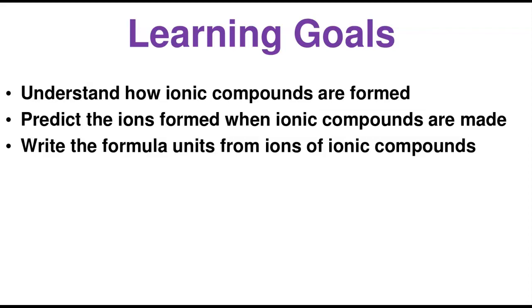What are the learning objectives? Today, I want to achieve 3 things in this recording. Number 1, we're going to understand how ionic bonds are made. How are they formed? What are the processes involved? 2, after doing that, we will predict the ions that are formed when ionic compounds are made. We can predict these ions from the understanding of how they are formed. And lastly, we will know how to write the formula unit. Of course, the formula of any ionic compound is called the formula unit. So we're going to know how to write the formula unit from the ions of ionic compounds. Let's take it off immediately.